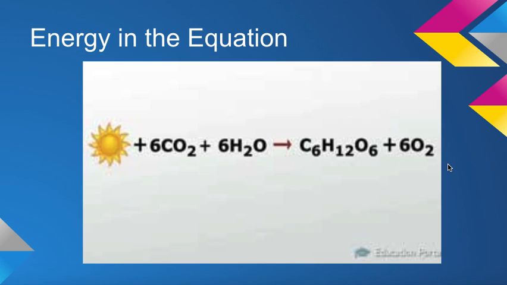Energy in the equation, on page 199. The word energy often is written in equations as either a reactant or a product. Energy written as reactants helps you think of energy as a necessary ingredient for the reaction to take place. For example, electrical energy is needed to break up water into hydrogen and oxygen. It is important to know that energy must be added to make this reaction occur.